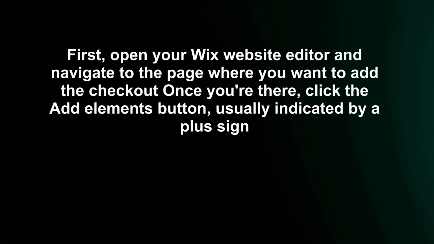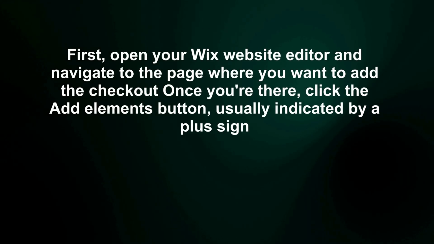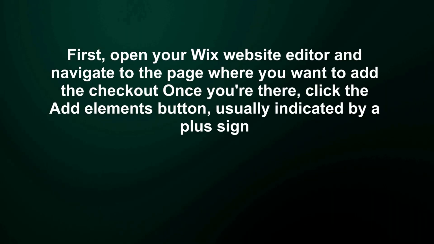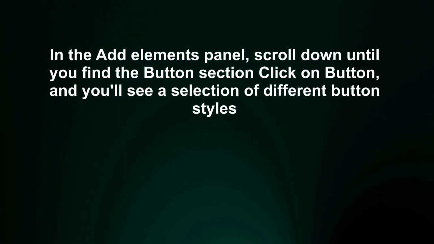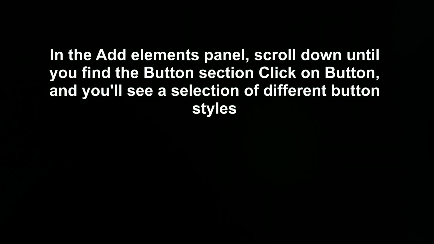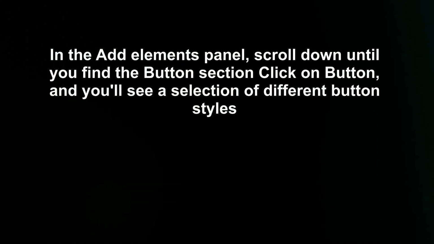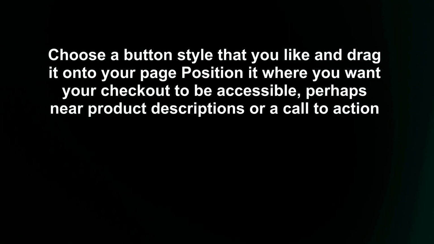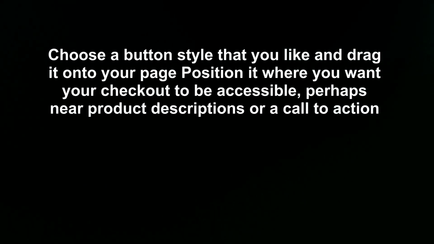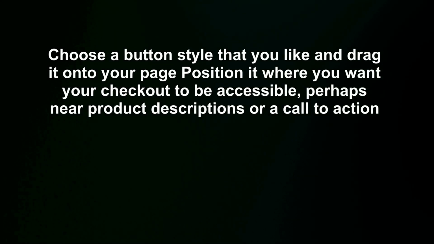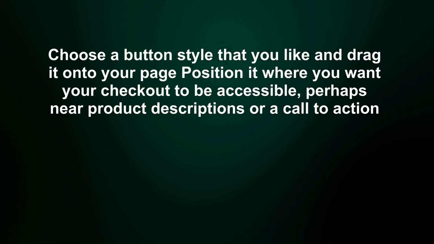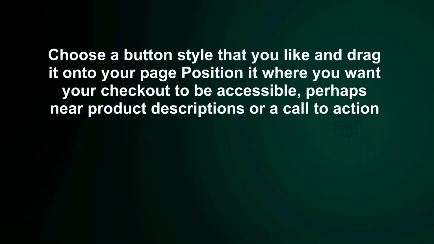checkout. Once you're there, click the Add Elements button, usually indicated by a plus sign. In the Add Elements panel, scroll down until you find the button section. Click on Button, and you'll see a selection of different button styles. Choose a button style that you like and drag it onto your page. Position it where you want your checkout to be accessible, perhaps near product descriptions or a call to action.